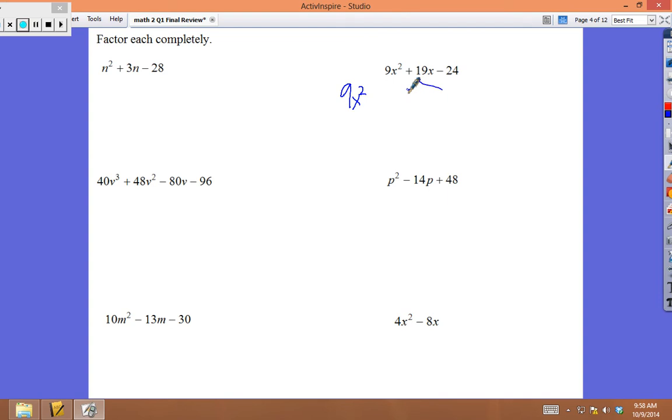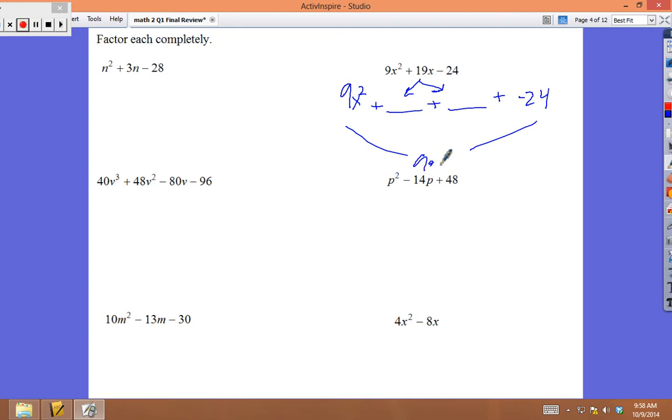We're going to rewrite 19x as the sum of 2 terms, and we're going to copy and paste the minus 24. So we're going to split 19x up into two terms. So now I know this, the very first times the very last.